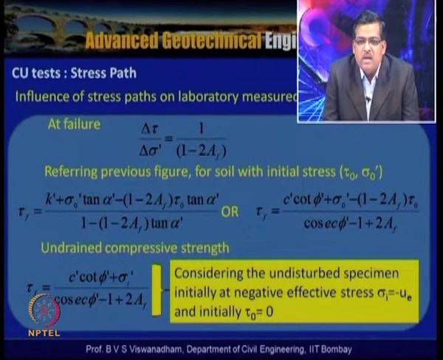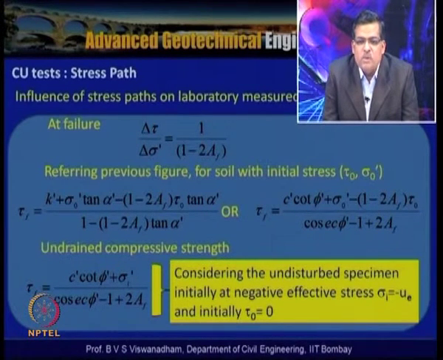So, we are converting from the KF line to the tau-sigma space completely, where with that, tau F is equal to [C' cot phi' + sigma naught' - 1] minus 2 AF tau naught divided by [cosec phi' - 1 + 2 AF].